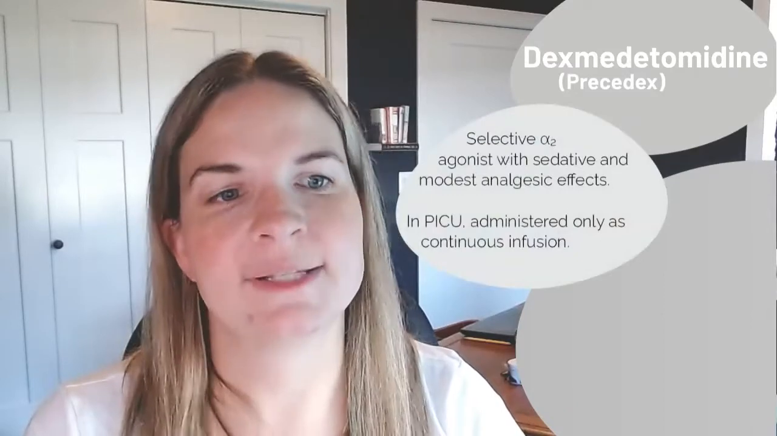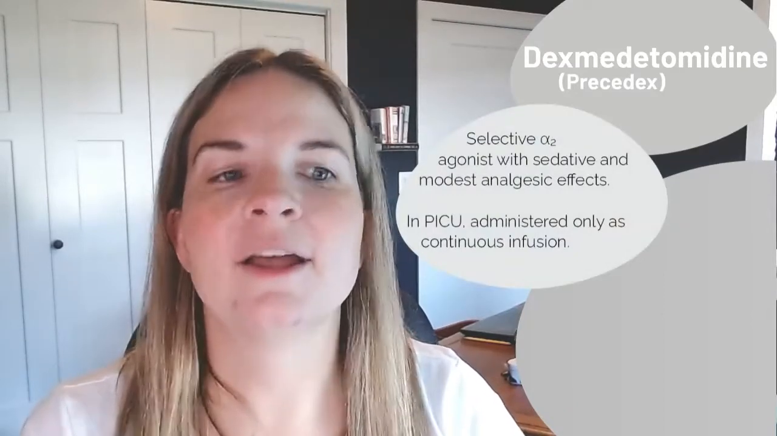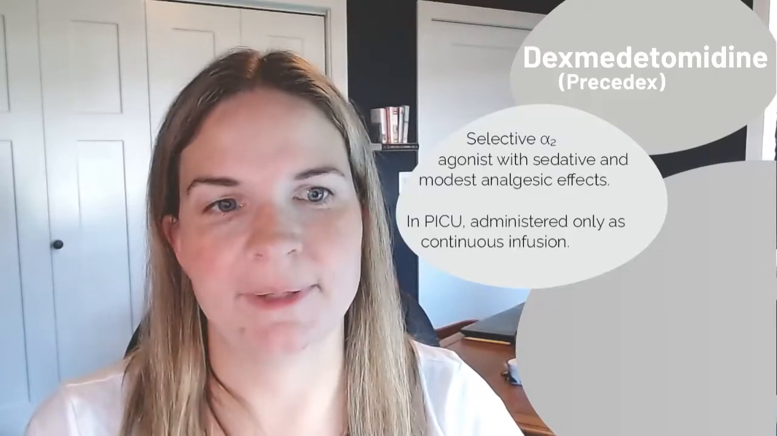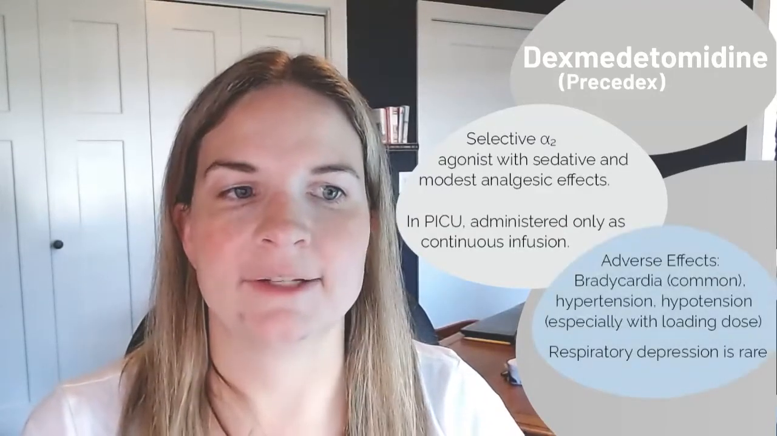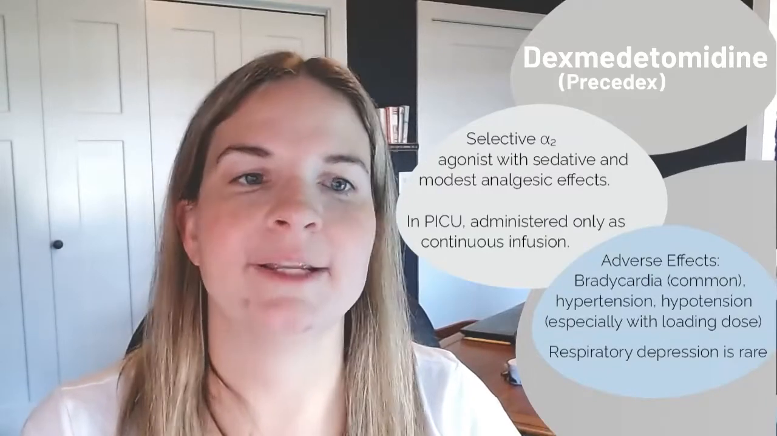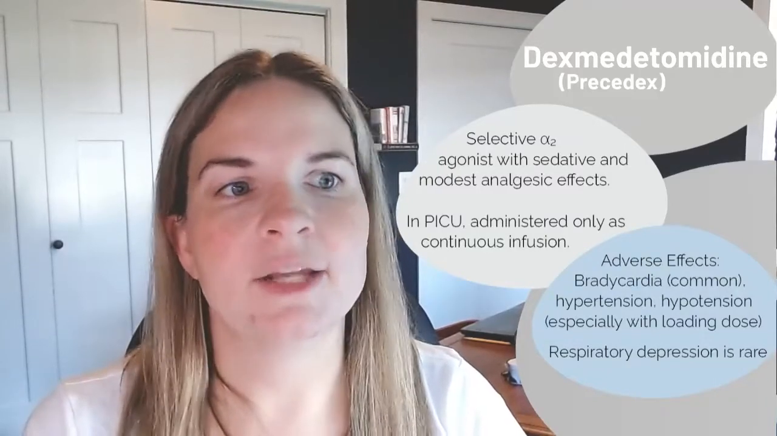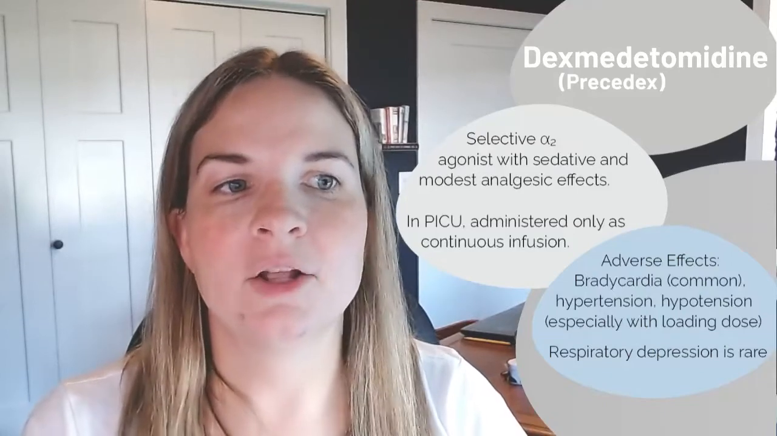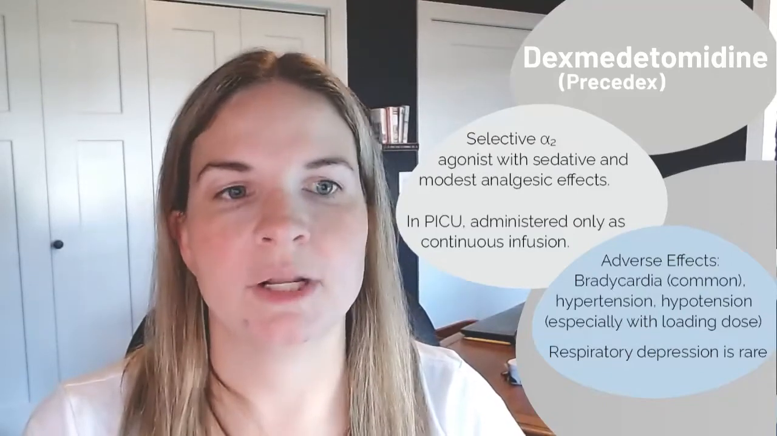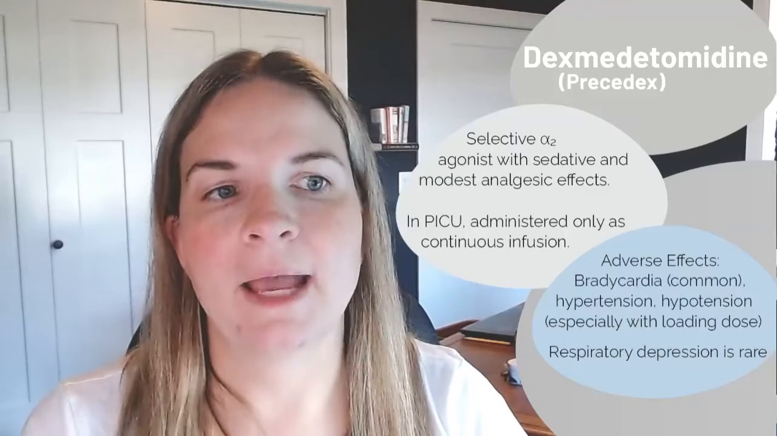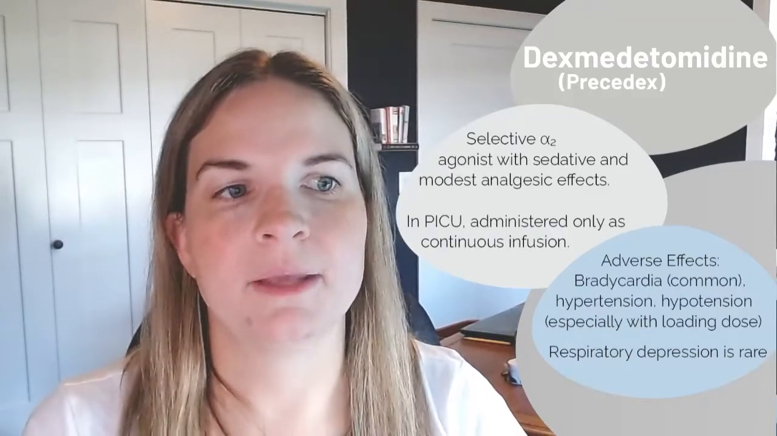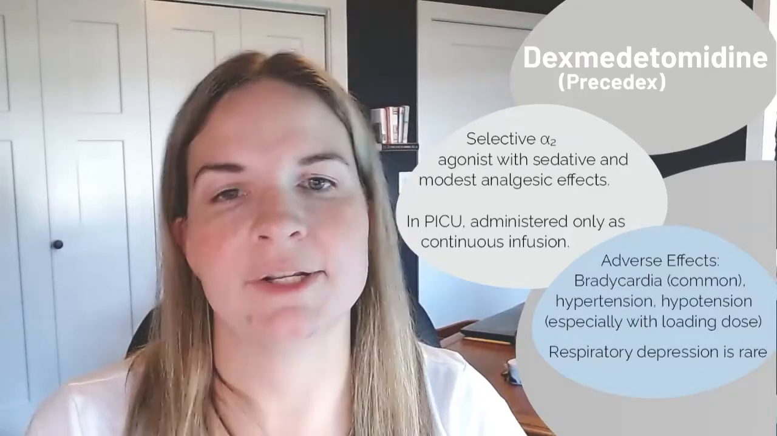Dexmedetomidine, or Precedex, is a selective alpha-2 agonist with sedative and some analgesic effects. Although it can be given as a bolus, we only use it as a continuous infusion in our unit. The most common side effect is bradycardia, which occurs to some degree in most patients. Because of this, it should be avoided in patients with heart block or baseline low heart rates. It can also cause both hyper and hypotension, although these are much less common. Hypotension in particular occurs almost exclusively after bolus dosing. Respiratory depression is almost never an issue with Dex.